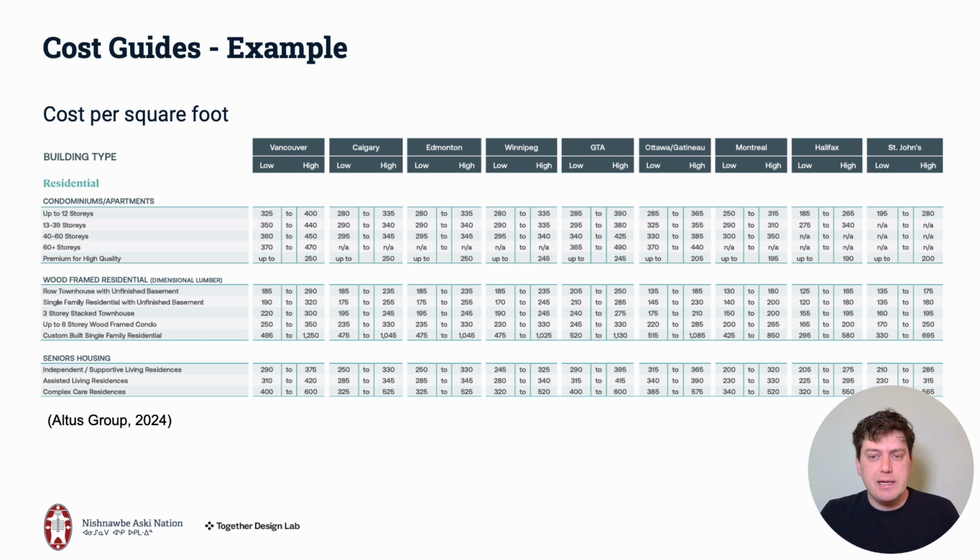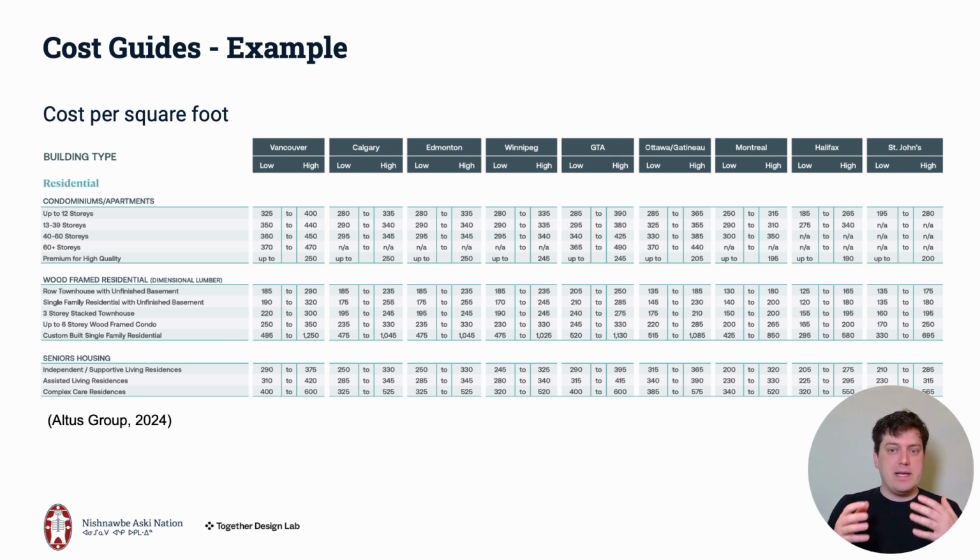As I said, a second piece of information you can look to are cost guides. And what we see on screen is one of the most widely shared cost guides, prepared by the Altus Group every year. And this looks at construction costs for many different types of buildings across Canada's urban centers. And these use built projects aggregated to give an average for certain costs.